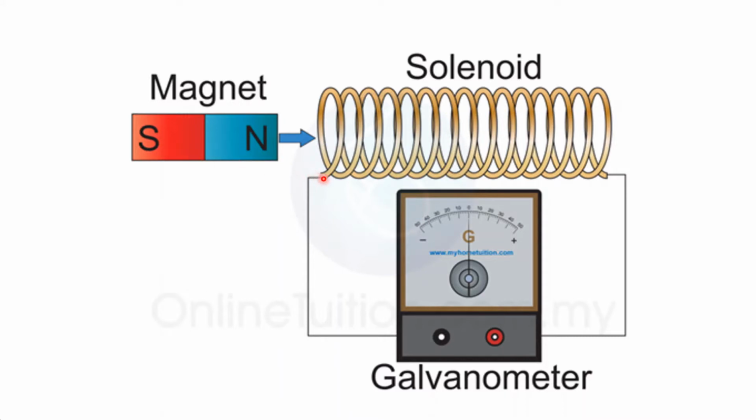Now remember, this solenoid is not connected to a battery, so there cannot be any current flowing through the solenoid. But if this magnet is moved in and out of the solenoid, then there will be a current flowing through this solenoid. The current produced in this solenoid is called induced current. Michael Faraday was the first to observe this.